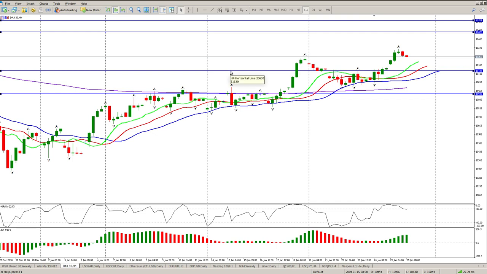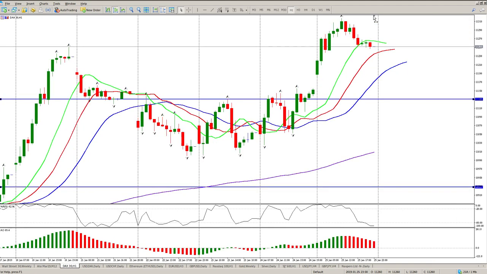Okay, so ideally I'm looking for 11,140 for another long entry. Okay, my take profit areas are very much going to be up at 11,473 first area, and the next one is 11,575. Those are the areas that I'll be looking for shorts. Okay, so let's get down to the hour and just see what we're supposed to be doing here.